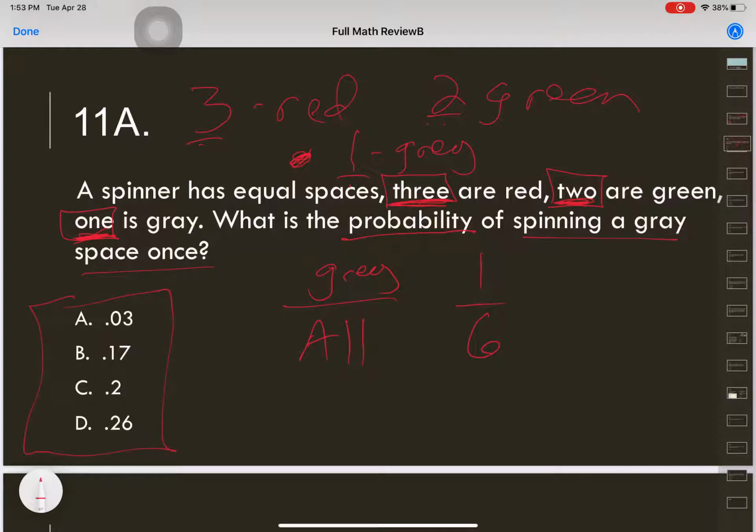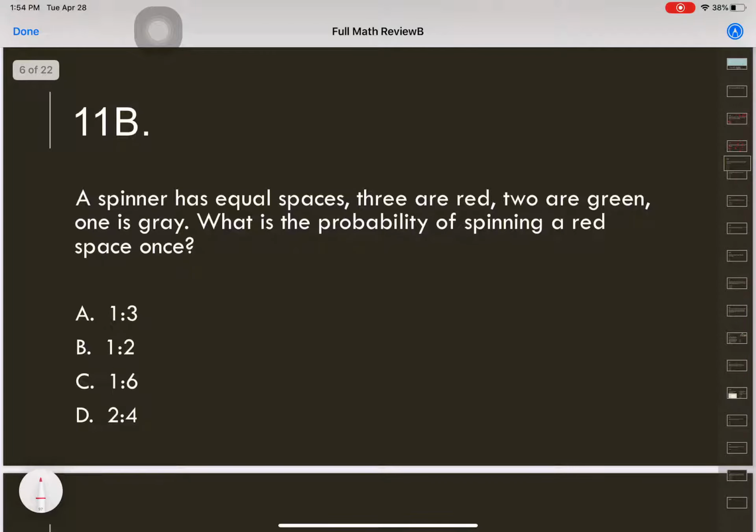So what you'll have to do is with your handy dandy calculator, you can either do the fraction 1/6, or you can say 1 divided by 6. Both will give you the same thing. So 1 divided by 6 will be 0.166667, which there's not a 0.16667, but there is 0.17. That's B.